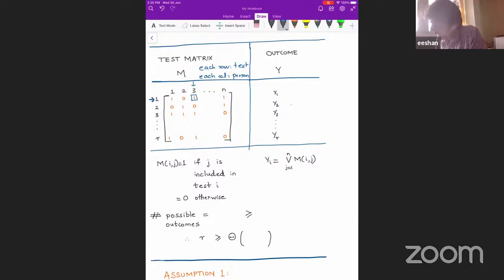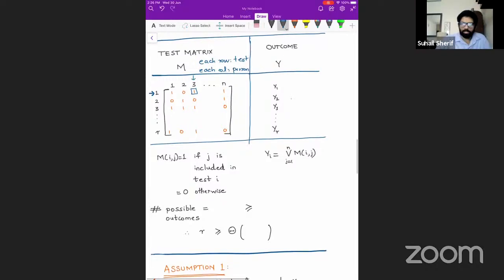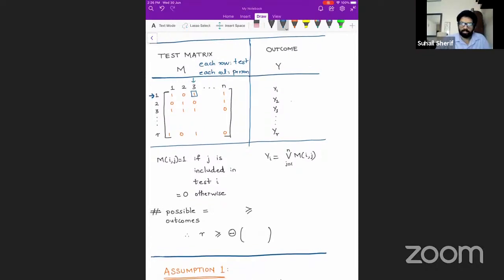So I have y1 to yr, because there are r tests. And what is yi? Yi is just the OR of the ith row. For example, I fix the ith row and I vary j from 1 to n. In that row, I see who all are pooled, and I OR them. That is how I get the outcome of the ith test. You OR the x variables. Yeah, I OR the x variables.